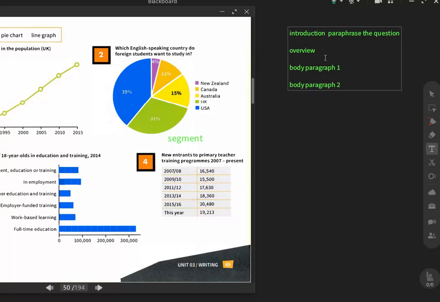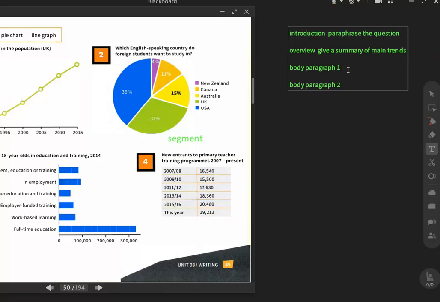In overview, you give a summary of main trends. We will discuss what the main trends are and avoid giving details. So, no details. And you know, the most important part is overview. I can say in writing task 1, the most important section is overview. And of course, body paragraph.